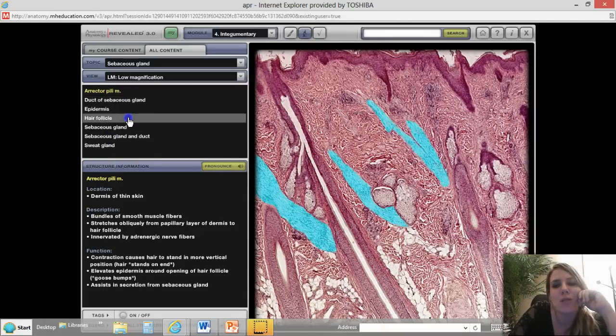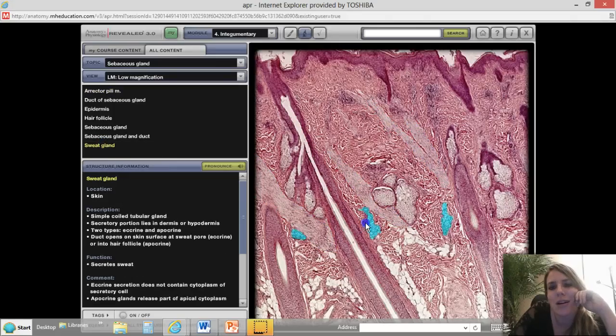Notice these are all connecting to the hair, so that helps the hair to move involuntarily. And we also have some sweat glands stuck in here. So let's see if you can find the sweat glands. There they are. Okay, so these are your sweat glands stuck in there.